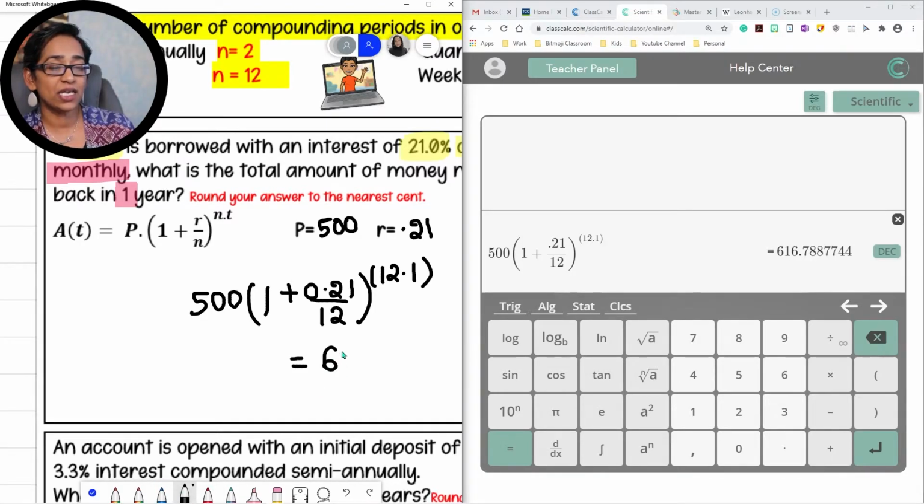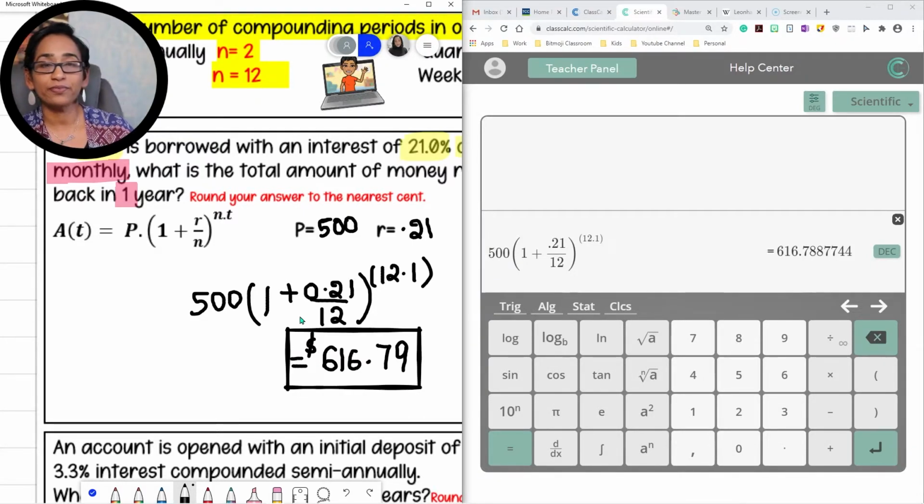It is $616, and rounding off to the nearest cent, which is 79 cents. So that is my final answer. All right, let's go ahead and take a look at the next one.